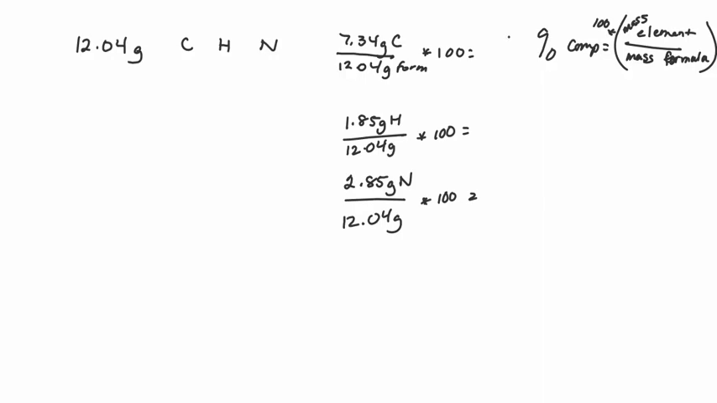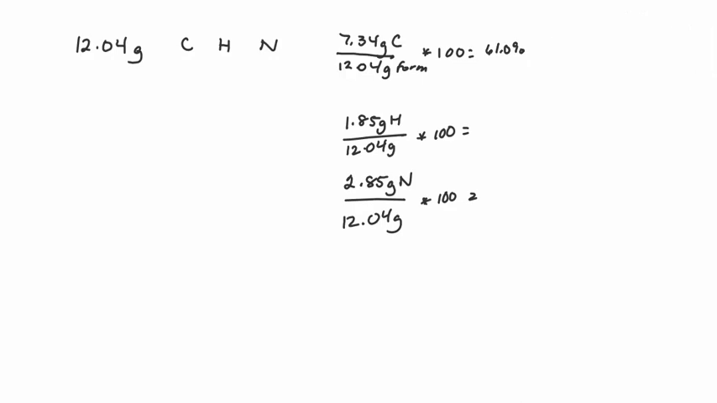So for carbon, I get 61.0%. For hydrogen, I get 15.4%. And for nitrogen, I get 23.7%.